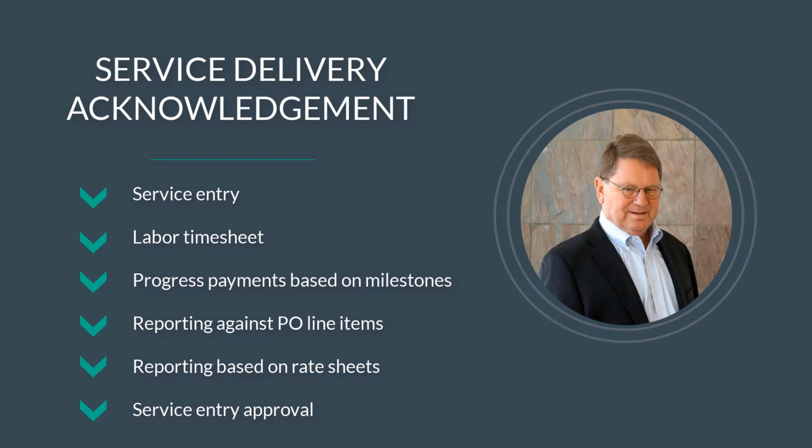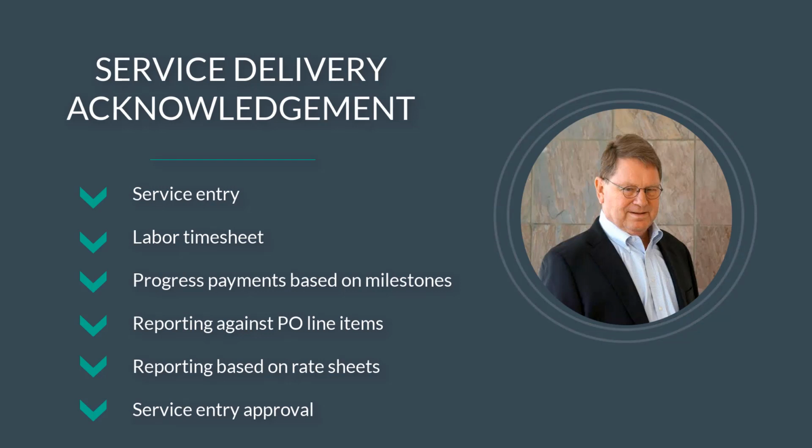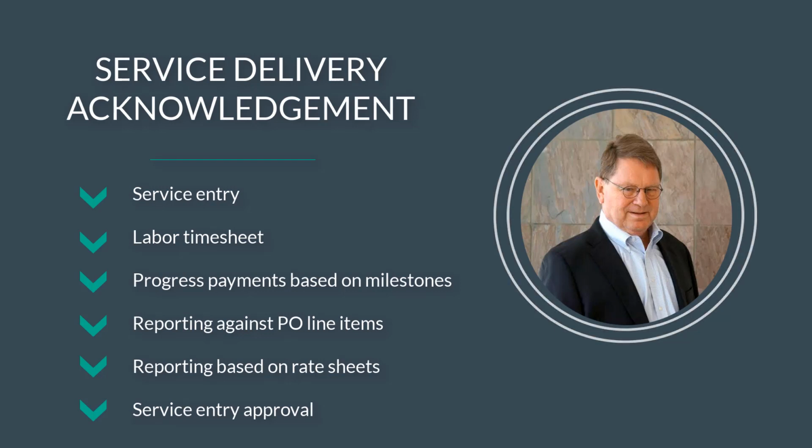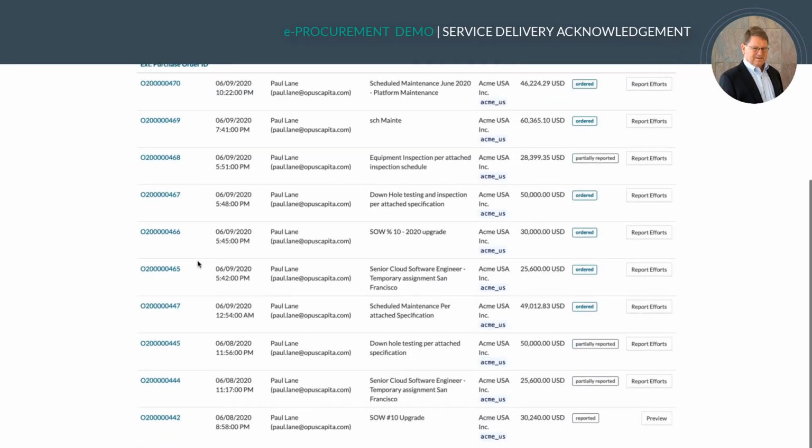So the thing we're going to show you today is a service entry module, and we're going to show the entry of service entry for labor, progress reporting, etc. Remember, we created different types of service orders in the previous demo. What we're going to do is show how you do reporting against those, and then we're going to show very quickly service entry approval. The supplier goes on to the portal, and they can see their orders that have come out of the system. You can see things that are a little bit familiar to you, like our cloud engineer, our SOW, etc.